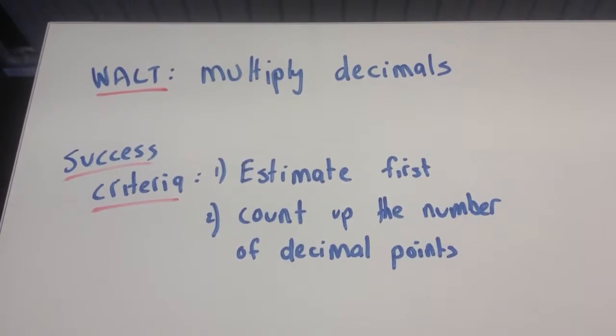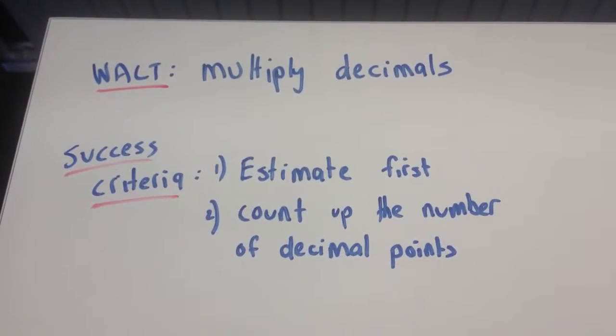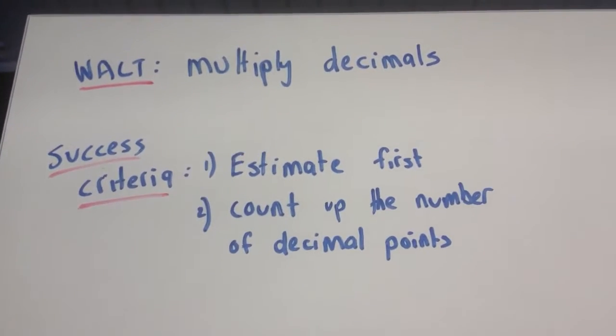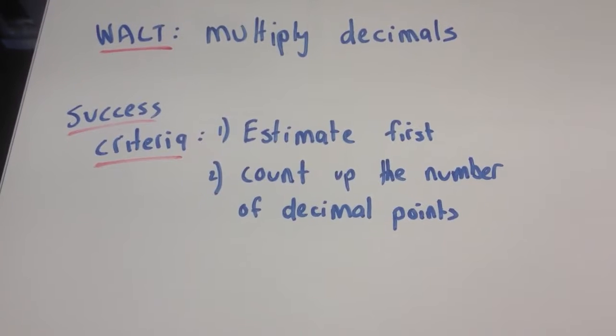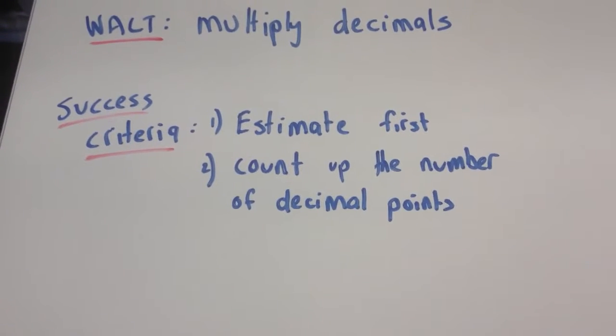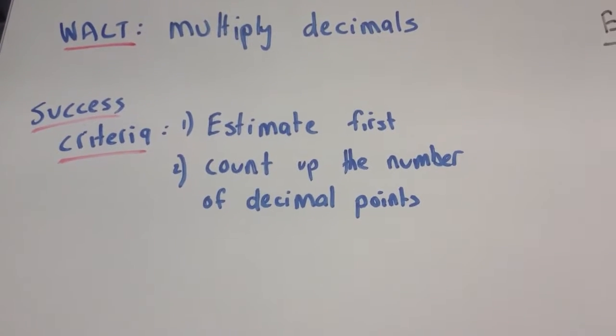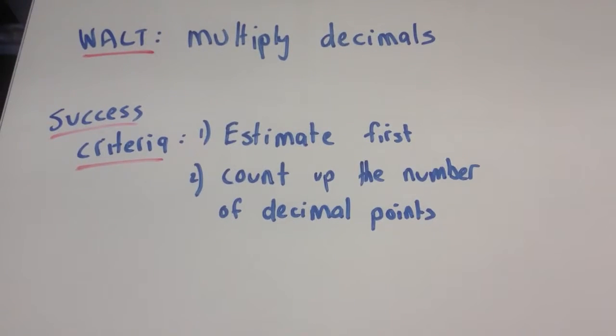Okay, hi again. Today we're learning to multiply decimals. So that's what we're going to learn to do today. And there's a couple of success criteria for multiplying decimals. And the first one is that you need to estimate. So if you estimate the answer before you start, you'll know if you're in the right ballpark.